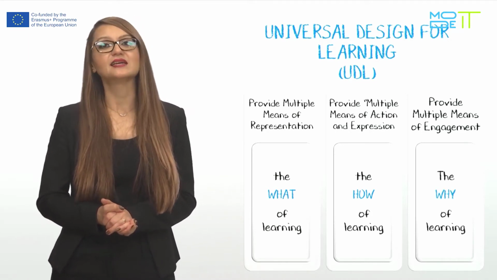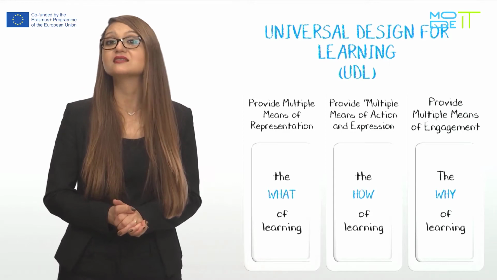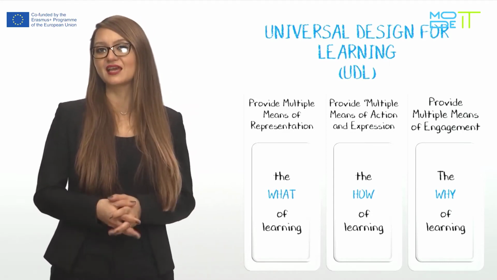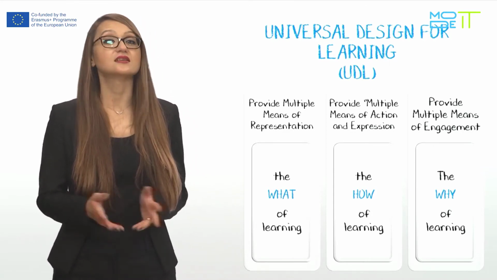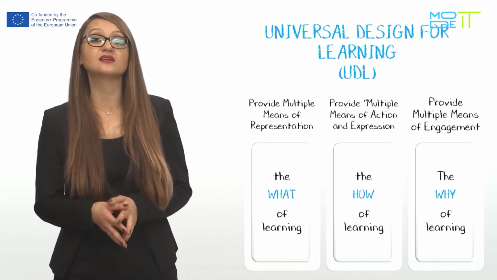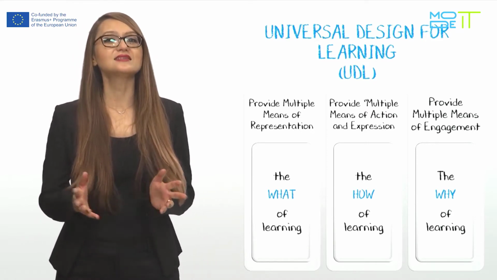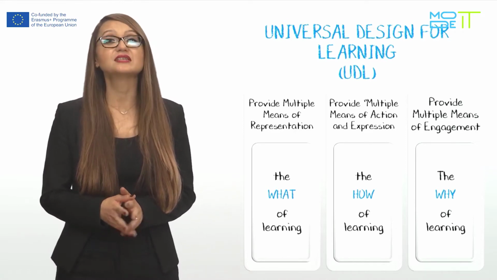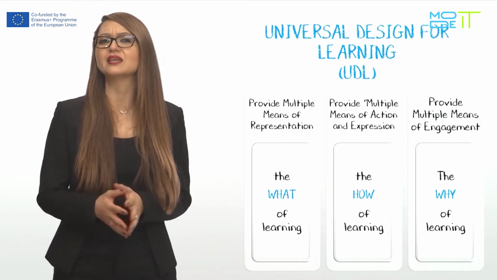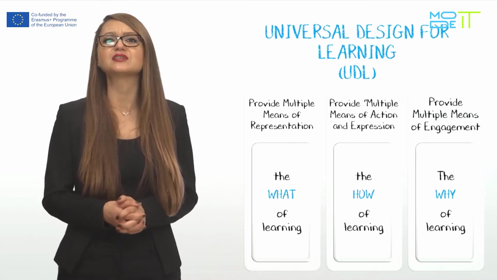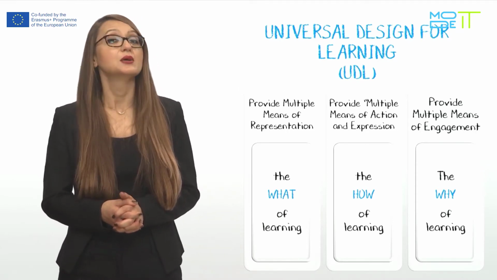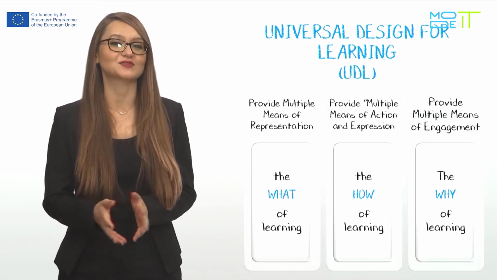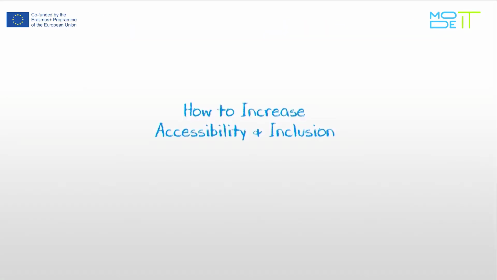This principle addresses the affective domain and is interested in how learners are engaged, regulate their learning, sustain motivation, and engage with the other learners. As this brief explanation on Universal Design for Learning implies, to design courses which are open to anyone who wishes to learn using open educational resources, we need to create options and alternatives. Now let's have a brief look at how we can increase the accessibility and inclusion of our course.